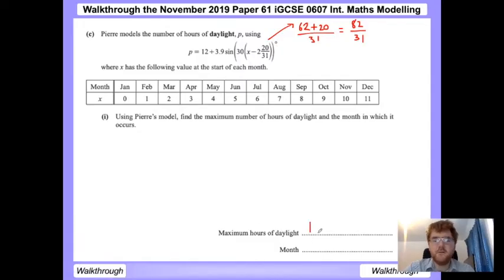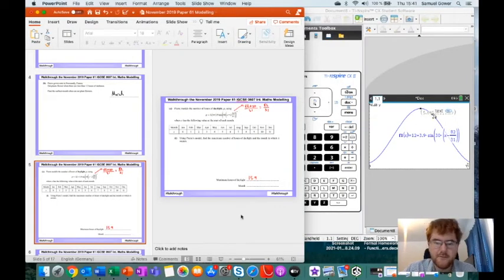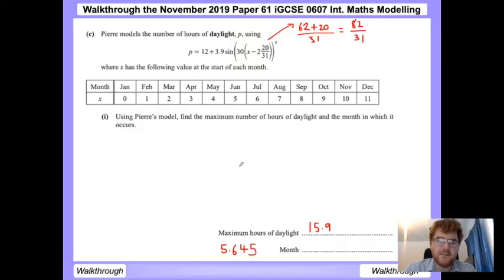Now we could have worked that out without a calculator because sine always goes between 1 and minus 1. So the maximum for any sine function is 1. 1 times 3.9 is 3.9 and 3.9 plus 12 is 15.9. However, the month would be much more difficult to work out. Now we don't need the exact value here. It's 5.645. I'm going to write that down. And let's see what month that corresponds to. Well, that's going to be in the month of June because it's above 5. So we write it in.